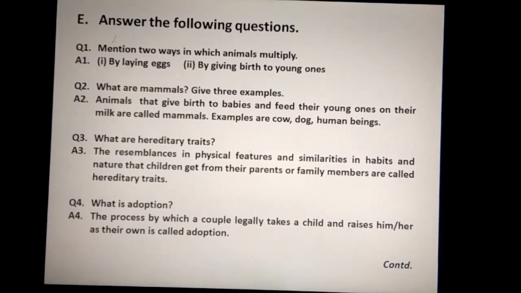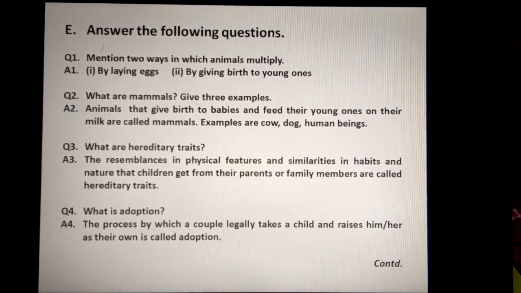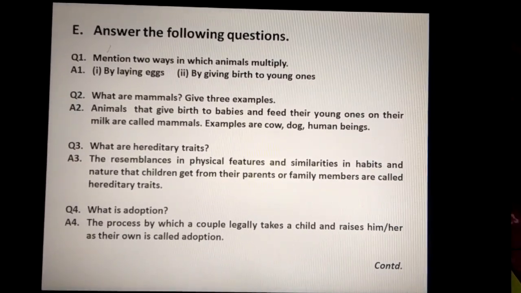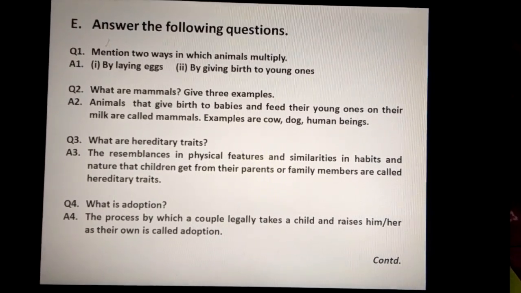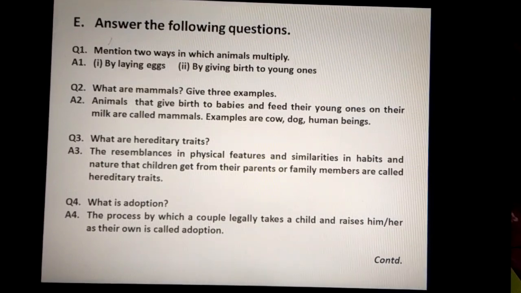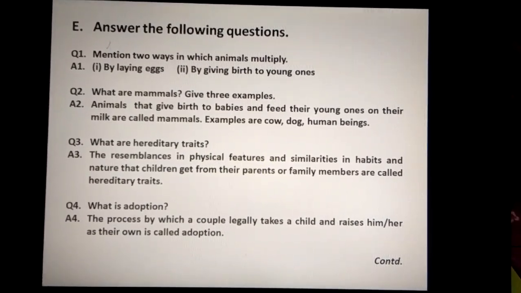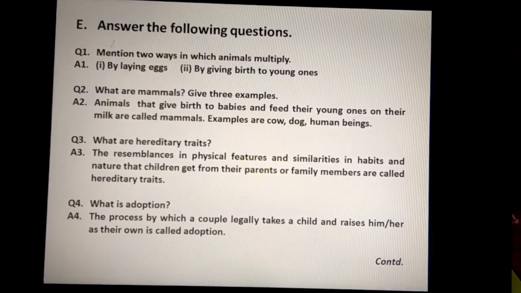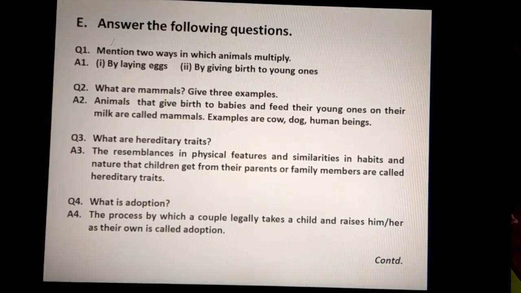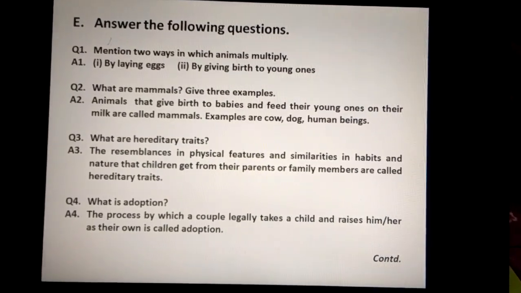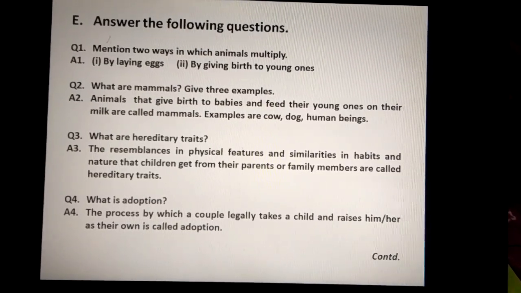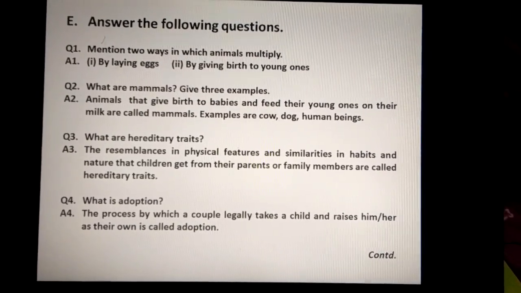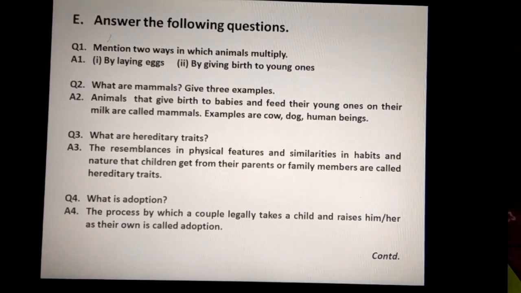Question 1. Mention two ways in which animals multiply. The two ways by which animals multiply are: first, by laying eggs; second, by giving birth to young ones. Question 2. What are mammals? Give three examples. Animals that give birth to babies and feed their young ones on their milk are called mammals. Example: cows, dogs, human beings, etc.